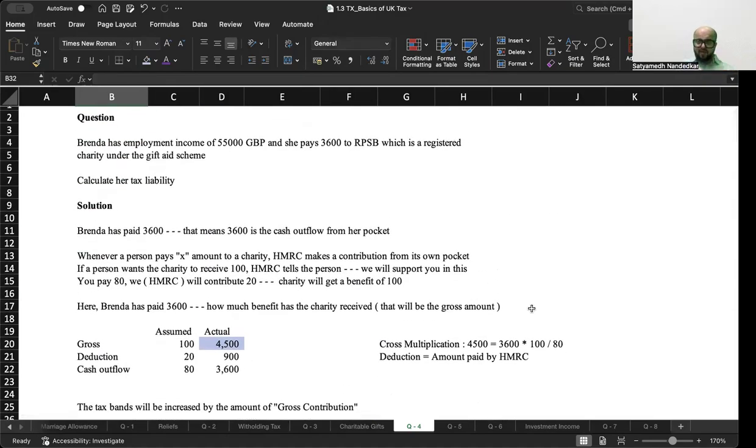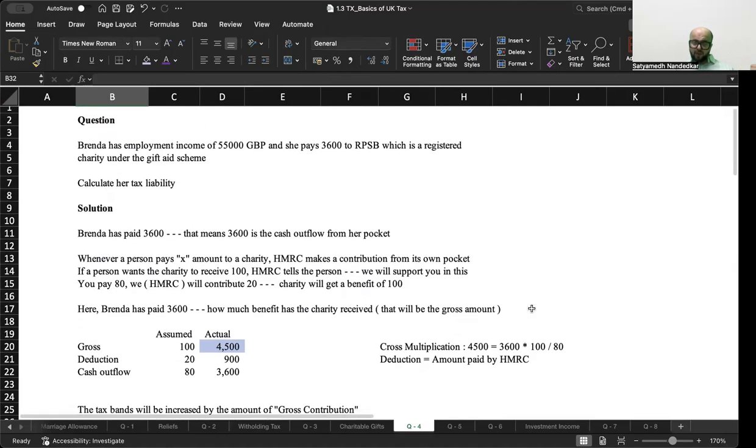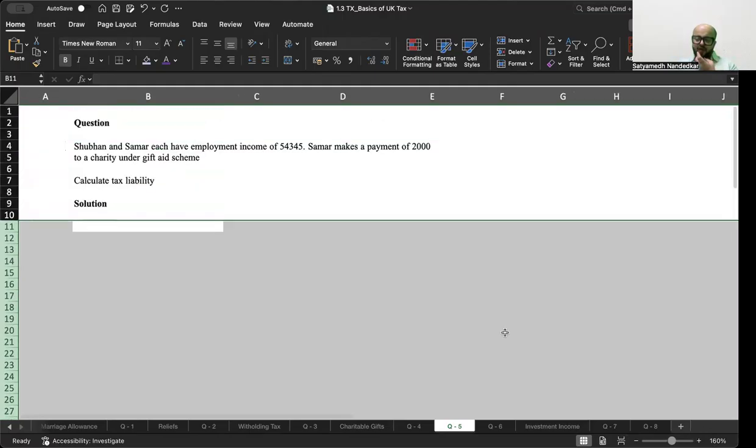Now, this concept that we studied here, extension of bands, will be supremely helpful when we do pensions. So make sure that you understand how the benefit is given. Okay, practice this question properly. If you have any doubts, please let me know in the chat box, comment section. Okay, chalo. Let's see one more question.